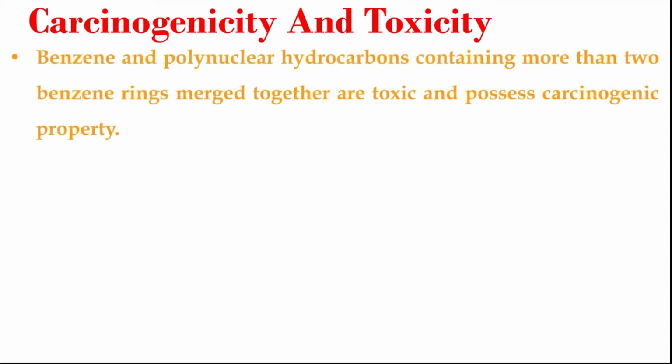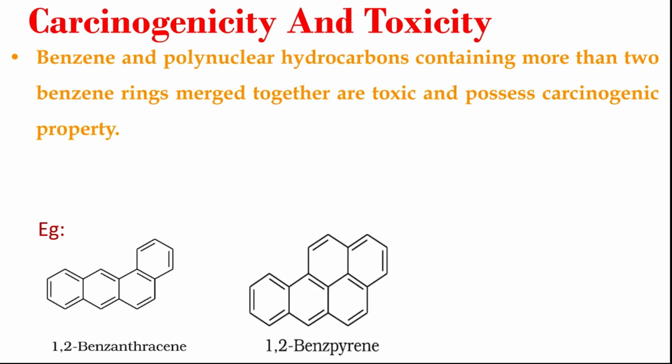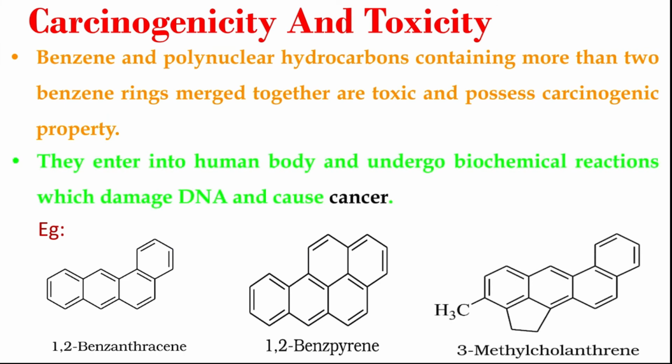Next, we have the final topic, that is carcinogenicity and toxicity. Carcinogens means cancer producing agents only. So benzene and polynuclear hydrocarbons containing more than 2 benzene rings merged together are toxic and possess carcinogenic property. They enter into human body and undergo biochemical reactions which damage DNA and cause cancer.